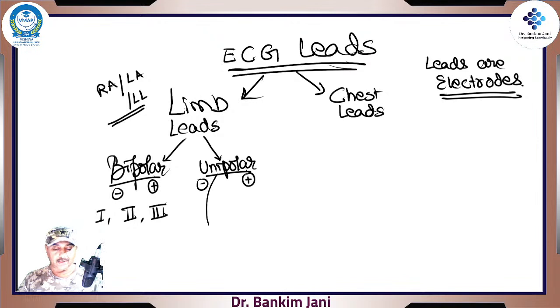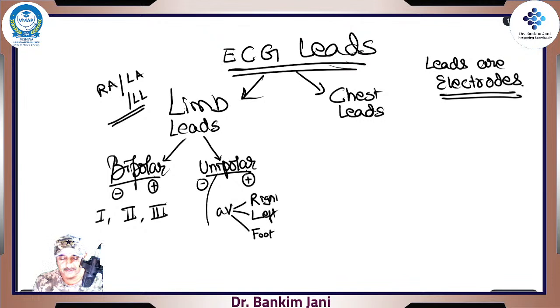Unipolar leads are called aVR, aVL, and aVF. R is for right, L is for left, F is for foot. We just talked about the right arm, left arm, and the left leg. So this is foot, this is left, this is right.